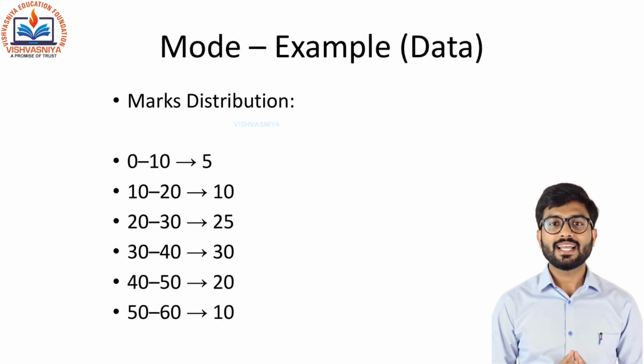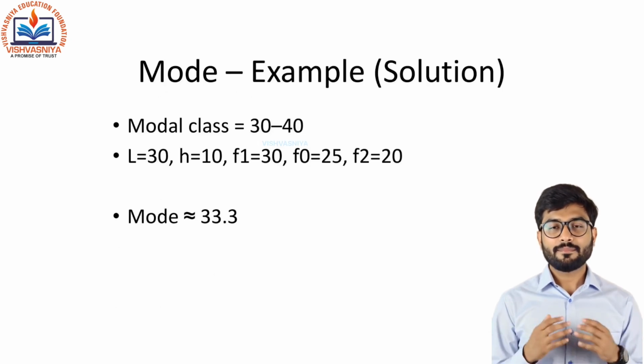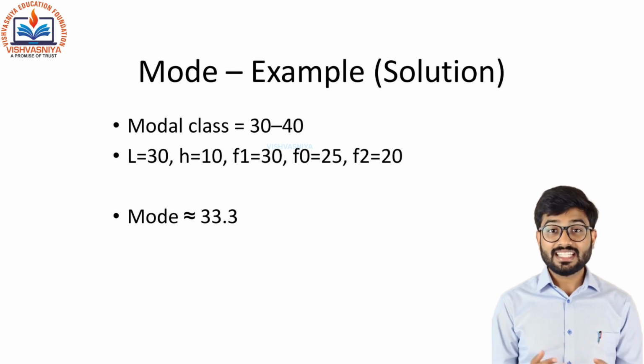Let's see an example. Suppose marks of students are distributed like this. The class 30 to 40 has the highest frequency. This is the modal class. By applying the formula step by step, we find the mode is about 33.3 marks.